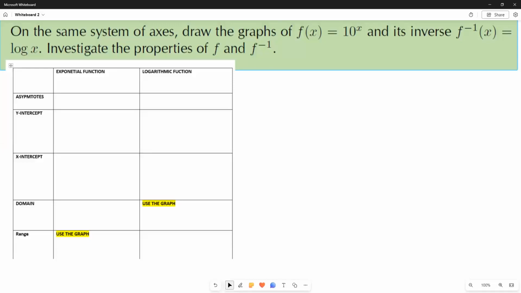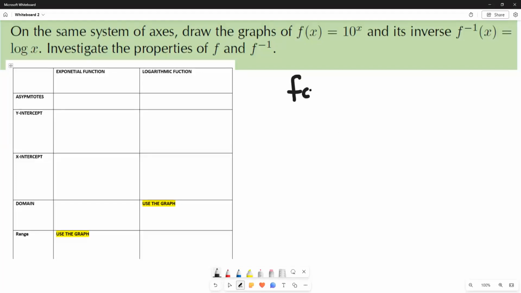In this video, we're going to be looking at the graph of exponential function and its inverse. Okay, so the graph of an exponential function is going to be inverse to what we call a logarithmic function. In this case, they gave us both the exponential function and the log function, right? But I'm just going to show you how we go to the log function quickly.